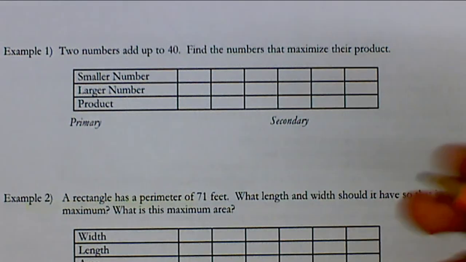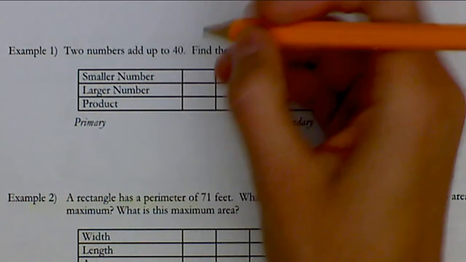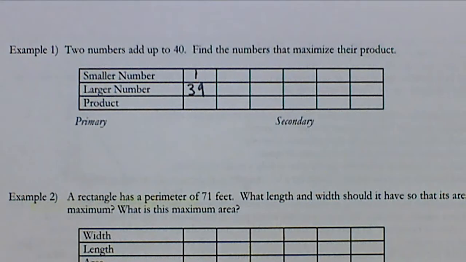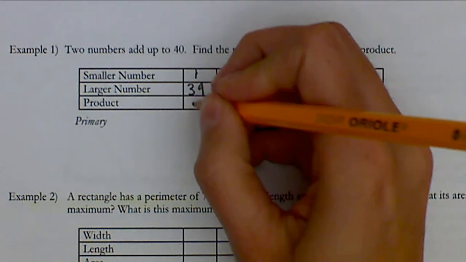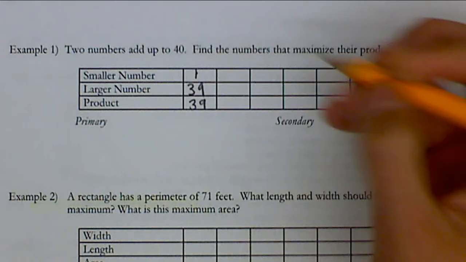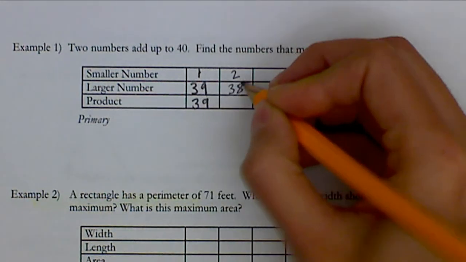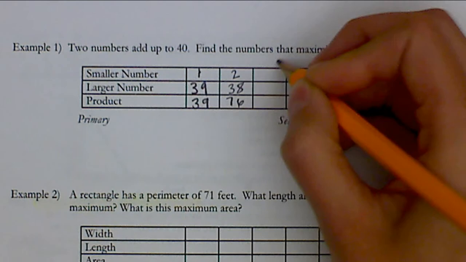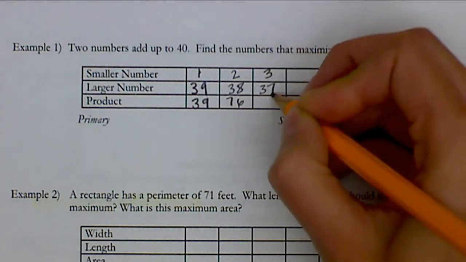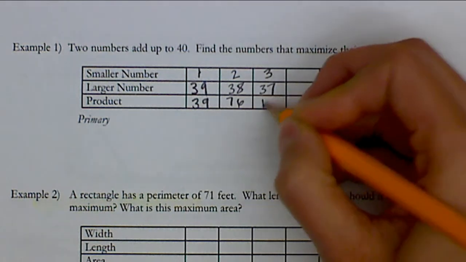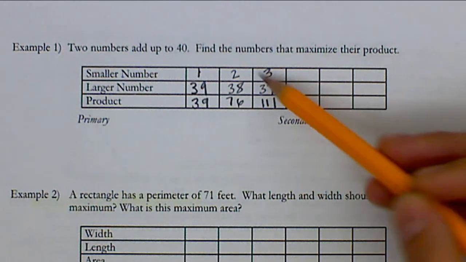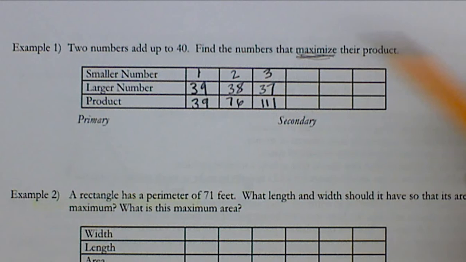If we found two numbers that add up to 40, we could say 1 and 39. The product of 1 and 39 is 39. We could say 2 and 38. The product of those two things is 76. 3, 37. The product of those two things is 111. So we're kind of seeing a trend. The closer that our numbers get together, the bigger our product is, and we want to maximize this.